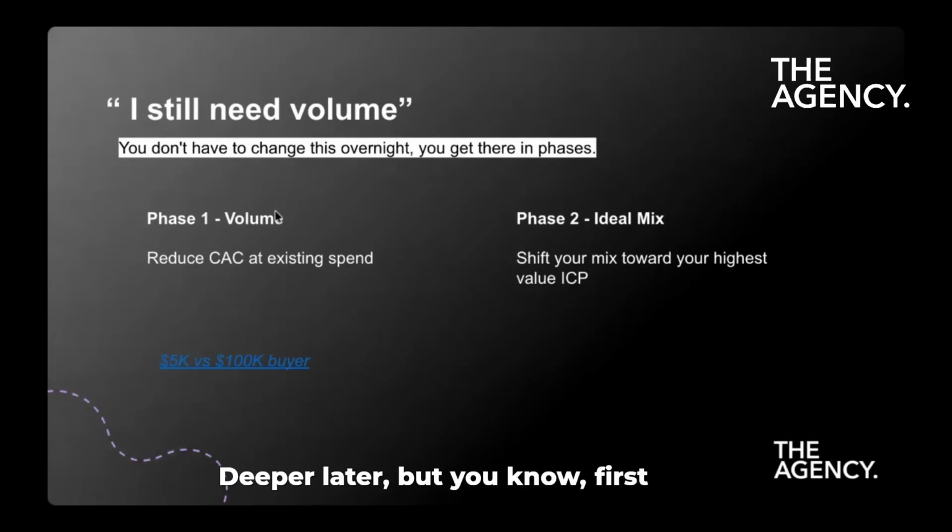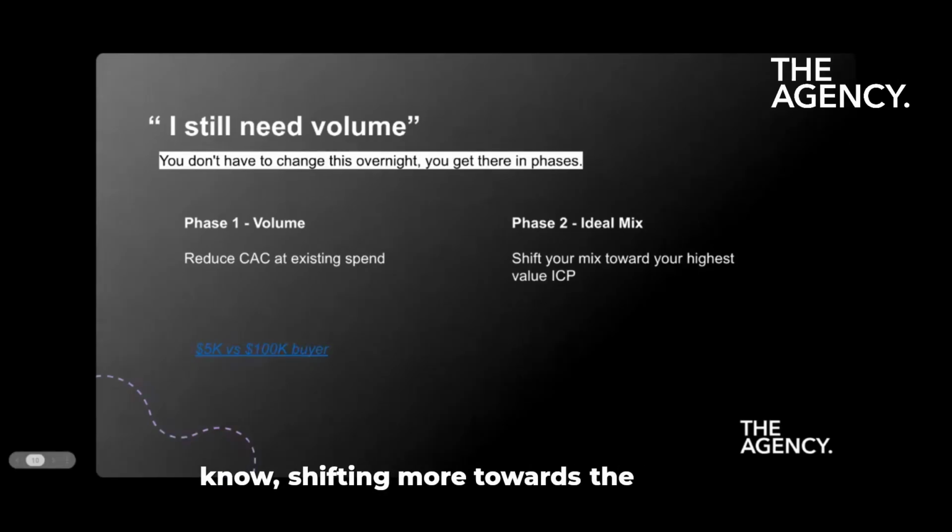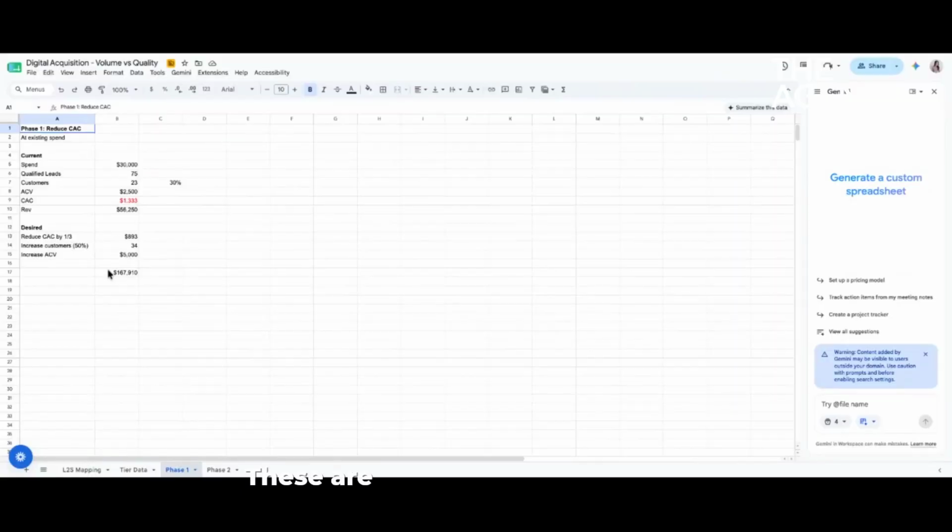The first one is, if you want to keep the volume at the existing spend, reduce CAC and find all the ways to make it more efficient, i.e. a lot of the stuff that we talked about earlier. How do we really speak to the person? How do we really get clear on how much we're spending for each tier? And then phase 2 is shifting more towards the mix that you want. These are all real life examples, reducing CAC at existing spend.